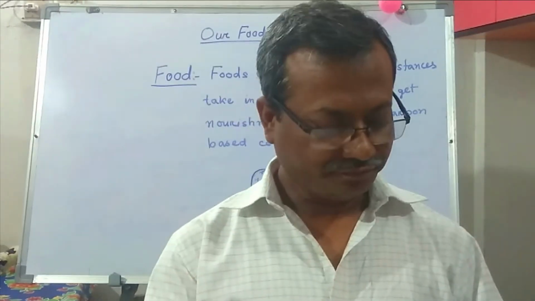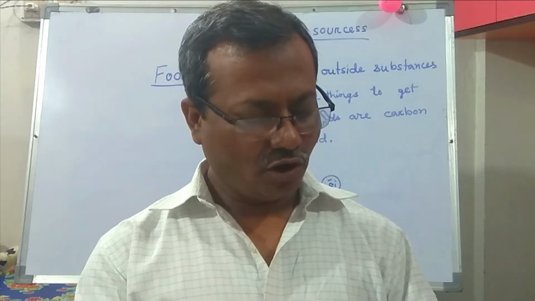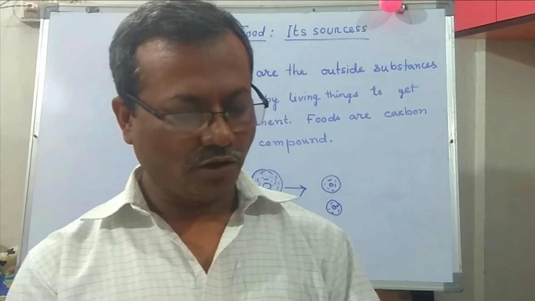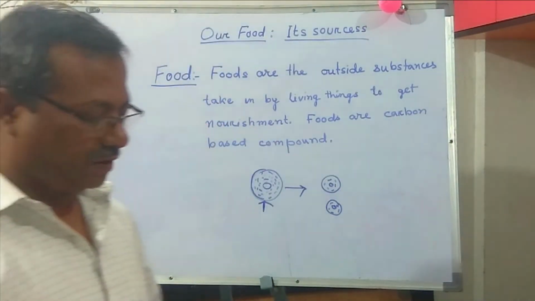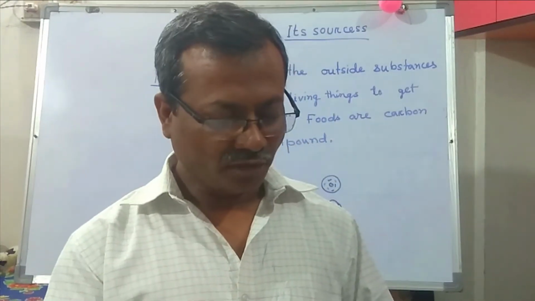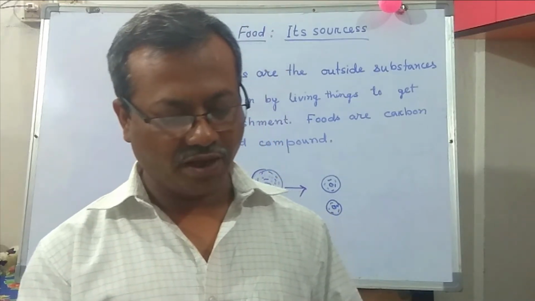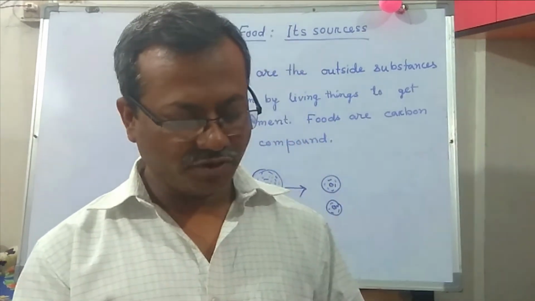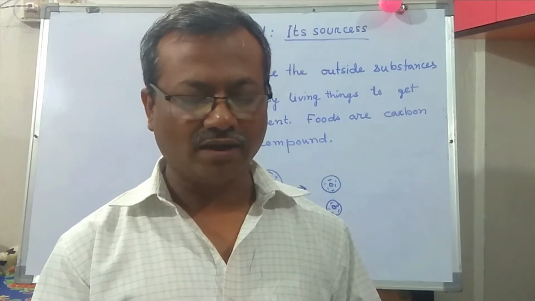Sources of food. Food is any substance that can be eaten or drunk by an animal or human for nutrition or pleasure. As I told at the beginning of my class, what is the definition of food? You can write this sentence also given in your book. Food is any substance that can be eaten or drunk by an animal or human for nutrition or pleasure. Items considered food may be sourced from plants, animals or other categories.